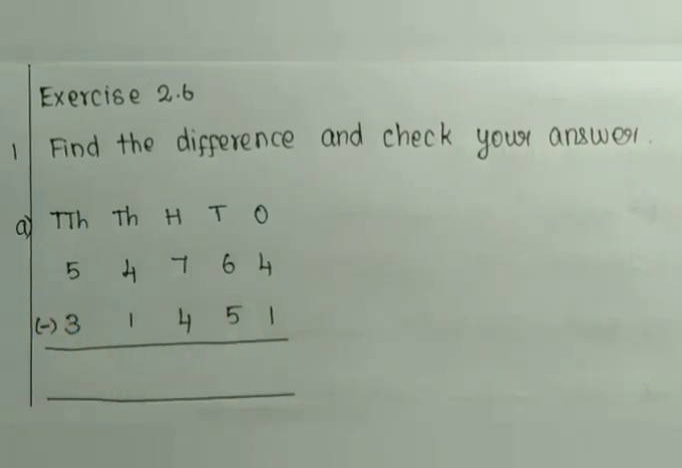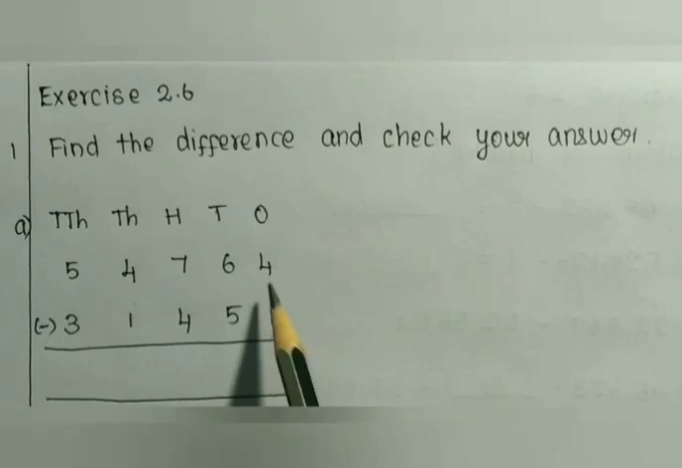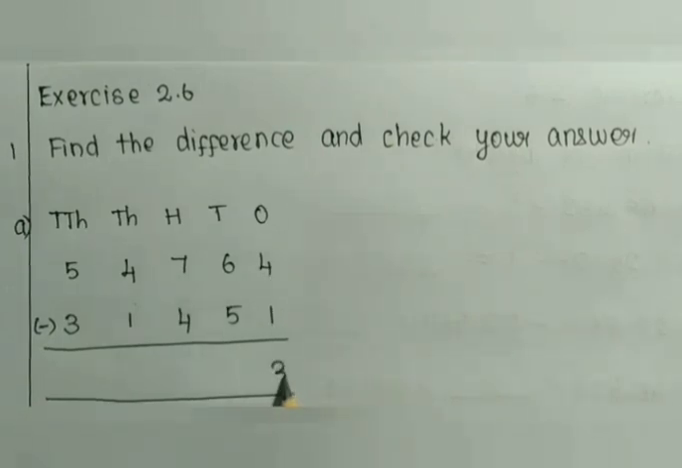So first let's find the difference. 1's place, 4 minus 1, 3. 6 minus 5, 1. 7 minus 4, 3. 4 minus 1, 3. 5 minus 3, 2. So this is called the difference.